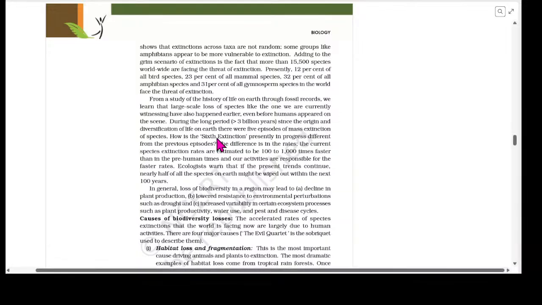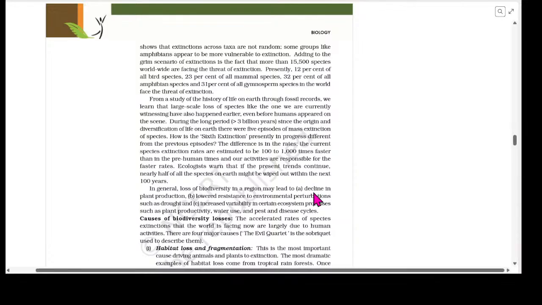How is the sixth extinction presently in progress different from the previous episodes? The difference is in the rates. The current species extinction rates are estimated to be 100 to 1000 times faster than in the pre-human times, and our activities are responsible for the faster rates.